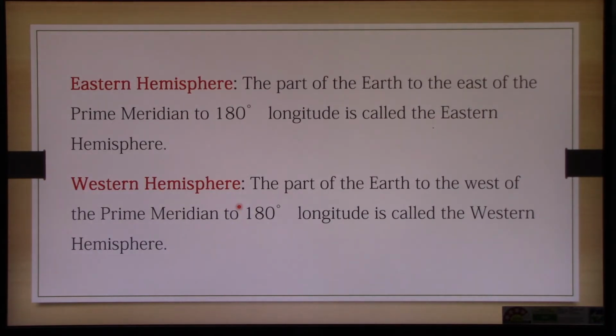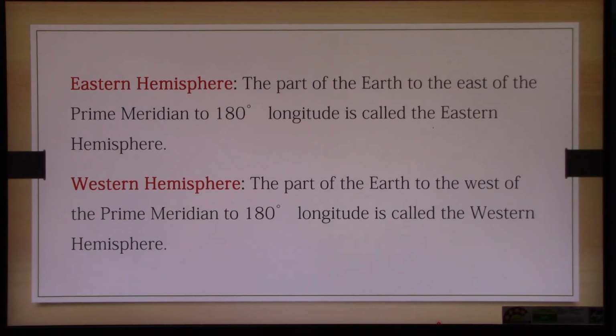Moving forward, the definition of the eastern hemisphere and western hemisphere. The part of the earth to the east of the prime meridian to 180 degrees longitude is called the eastern hemisphere. Now children, you must be wondering, where is this 180 degree longitude? So 180 degree longitude is exactly opposite to 0 degree longitude. Clear? I hope you understand. 0 degree longitude is the prime meridian, so 180 degrees is just the opposite of it.